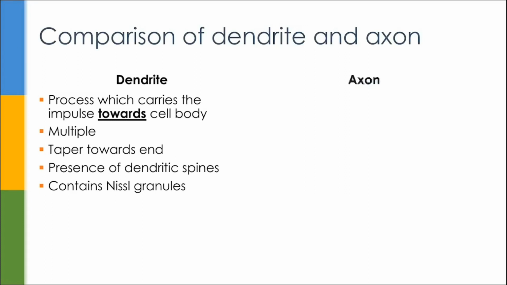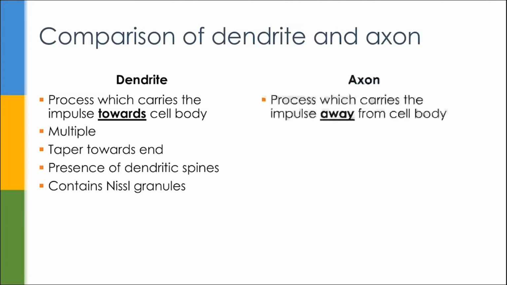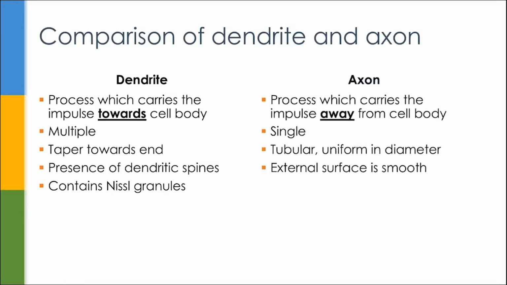Whereas an axon, as we learned, is a process which carries the impulse away from the cell body. Usually, an axon is single and the longest process of a neuron. The shape of the axon is tubular and uniform throughout, except at the terminal portion where it branches into synaptic buttons, where it terminates. The external surface of the axon is smooth. Nissl granules are characteristically absent in the axon. Now, these are the features which will help us differentiate between a dendrite and an axon.